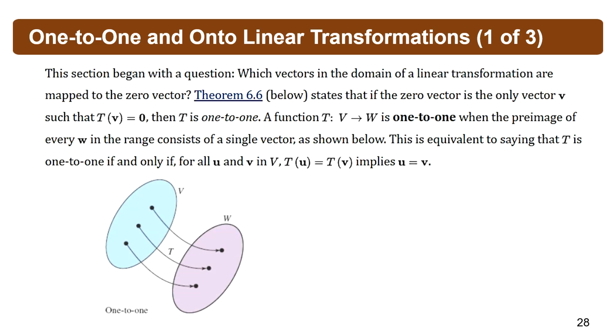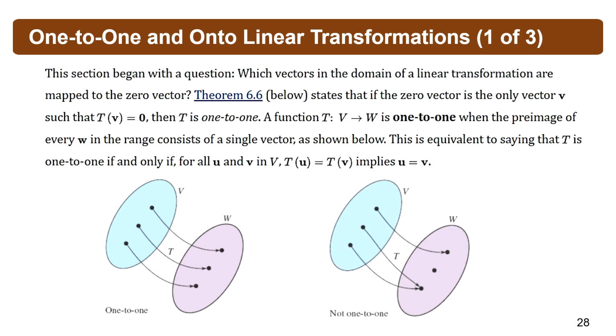You can see here in the figure that the transformation is 1 to 1. A function, the transformation mapping from V to W, is 1 to 1 when the pre-image of every W in the range consists of a single vector. This is equivalent to saying that T is 1 to 1 if and only if for all U and V. And if it is not 1 to 1, you can see that two vectors map into a single vector in W.